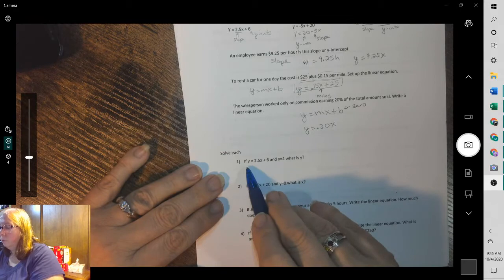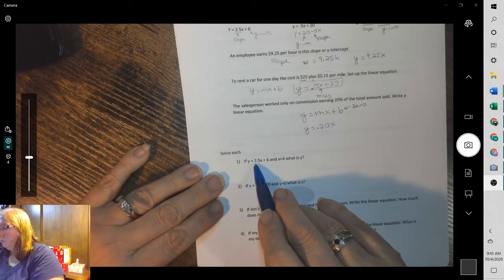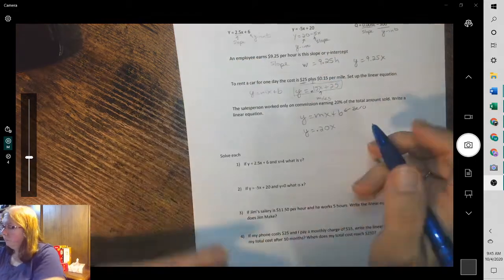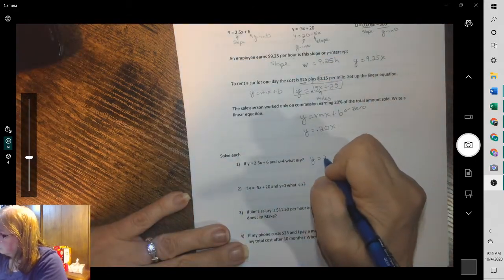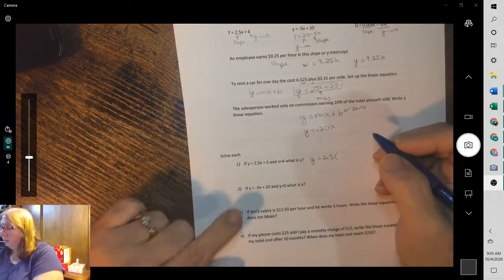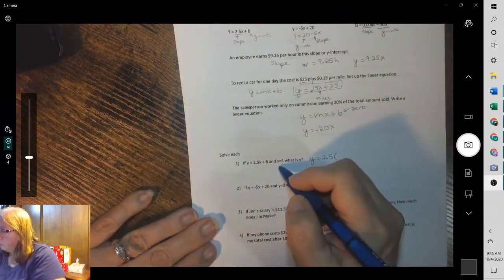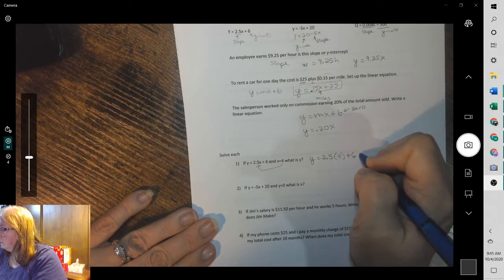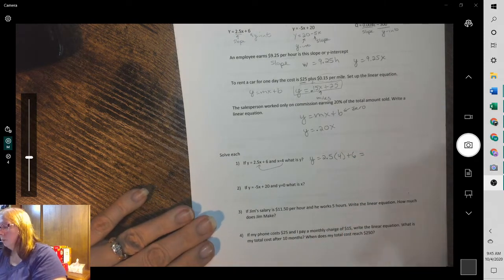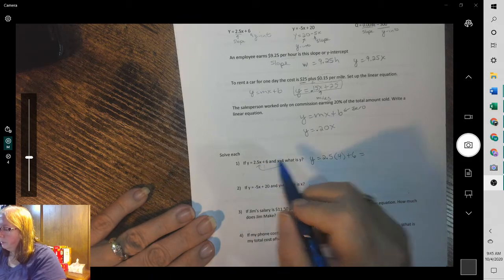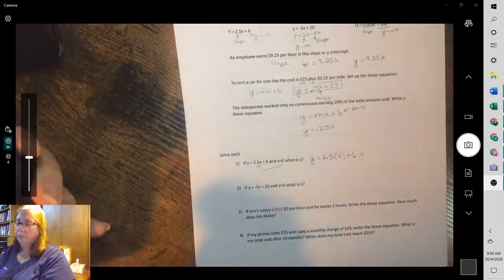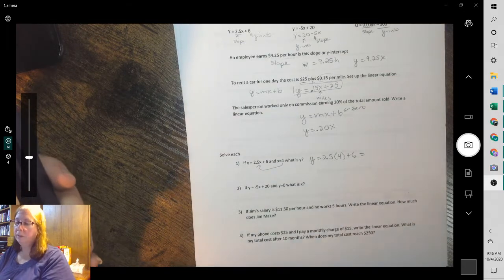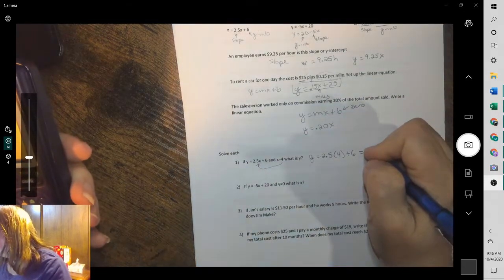They only make their commission. These ones we're going to solve equations. If y equals 2.5 and x is 4, we take the 4 and plug it in to find what y equals. So you're just taking the 4 and plugging it in for x. 2.5 times 4 plus 6 is 16.